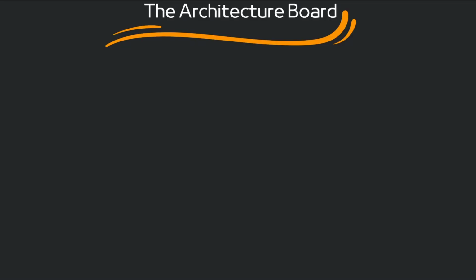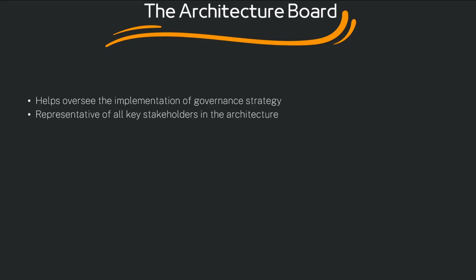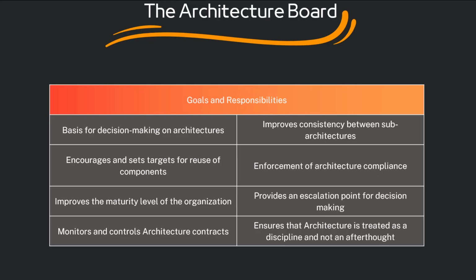The architecture board helps oversee the implementation of governance strategy. It is representative of all the key stakeholders in the architecture. The goals and responsibilities of the architecture board include a basis for decision making on architectures, improving the consistency between sub-architectures, encouraging and setting targets for the reuse of components in the library, enforcing compliance, improving the maturity level of the organization, providing an escalation point for decision making, monitoring and controlling architecture contracts, and finally ensuring that architecture is treated as a discipline and not an afterthought.